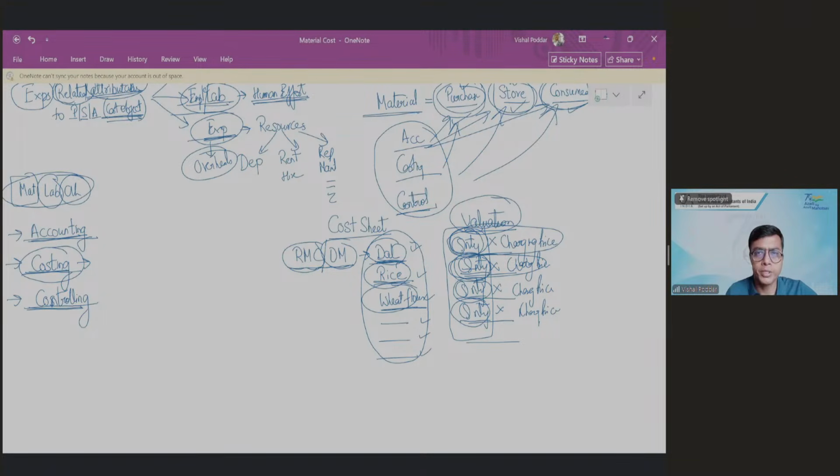Now, once this is done, our role mainly as a cost accountant is this: finding out the charging price. And this is the most crucial part in costing, that is finding out the charging price, right? So now we are understanding this chapter of material cost in detail. In material cost, you have to understand the accounting part that we'll be studying later, the costing part, and then the controlling part. Correct? Anybody, any questions or doubts up to this point?